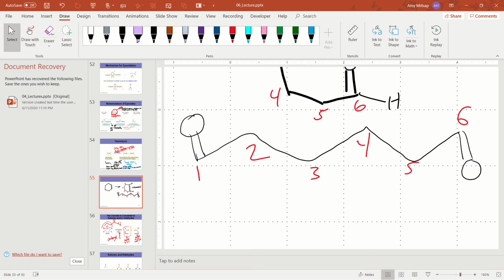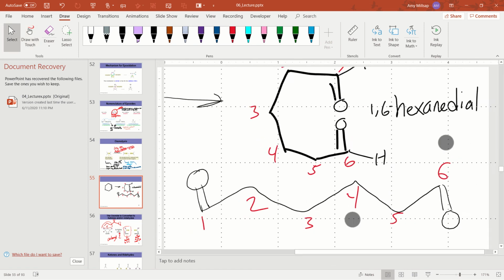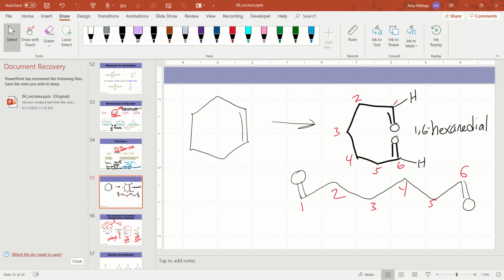But whether you draw it as I did on the top, where I drew the original ring and erased the middle bond and put oxygen on both sides, or I draw it as a zigzag structure, these are the same thing. The difference is simply rotation about the single bonds.